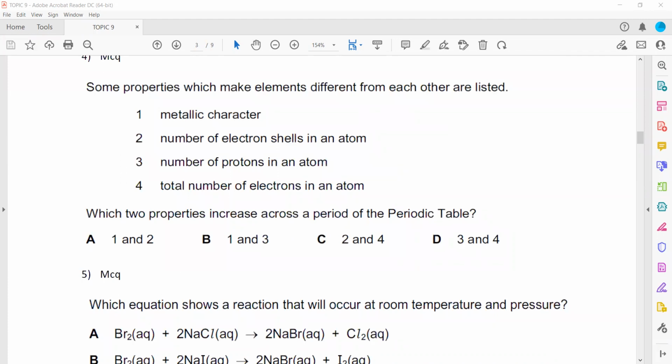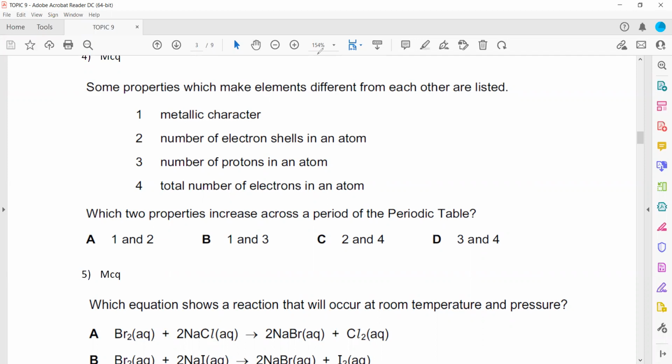In question 4, some properties which make elements different from each other are listed, like metallic character. This can be used to distinguish number of electrons, number of protons, total number of electrons in an atom. Which two properties increase across the period?